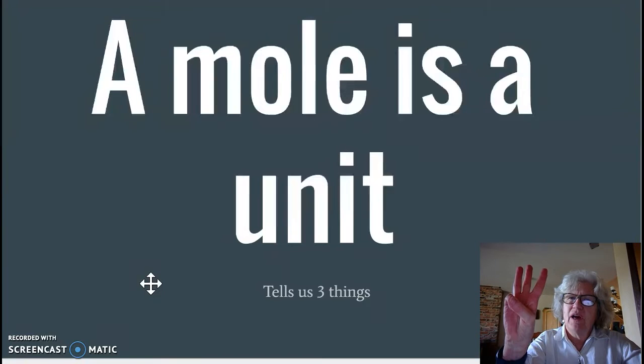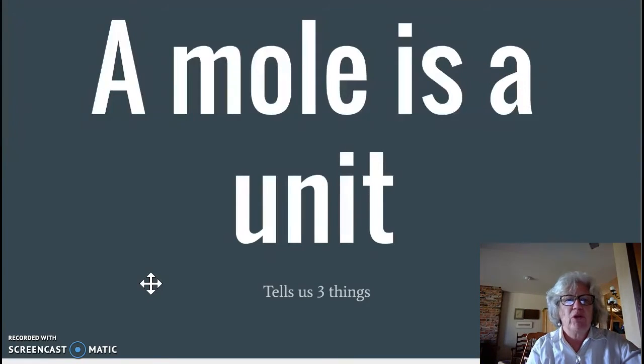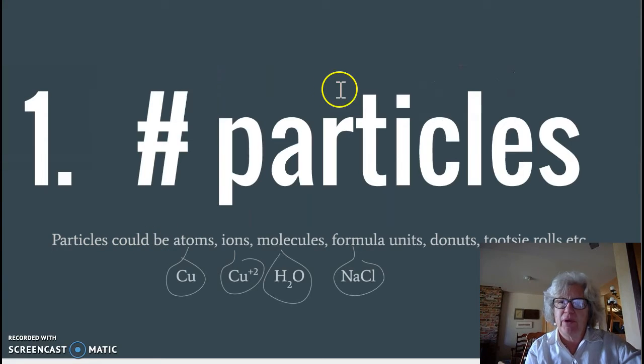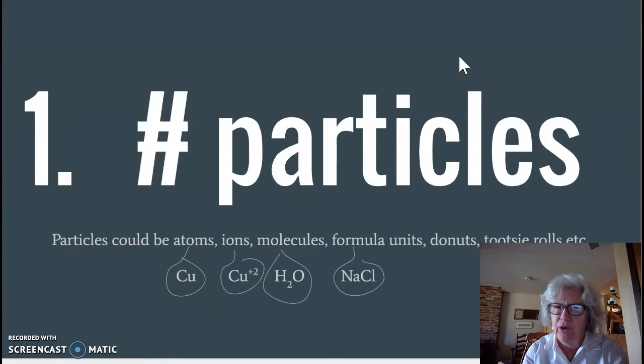But this unit tells us 3 things that are important to chemists. And we're going to talk about those 3 things. Number 1 is it tells us the number of particles. That's right, a mole tells us how many particles there are.